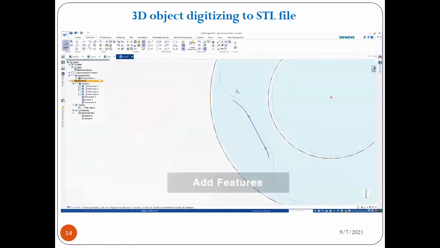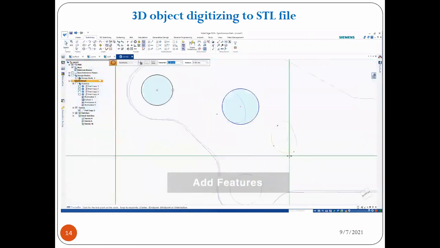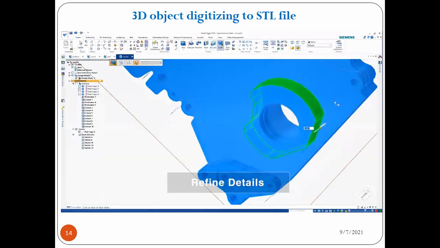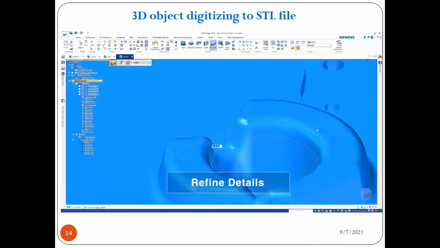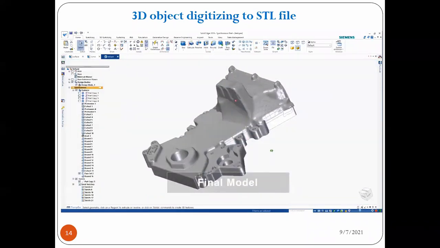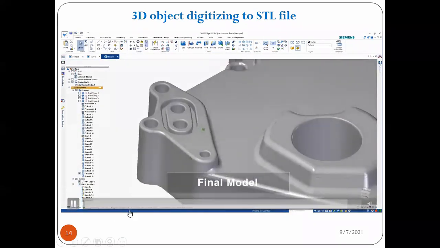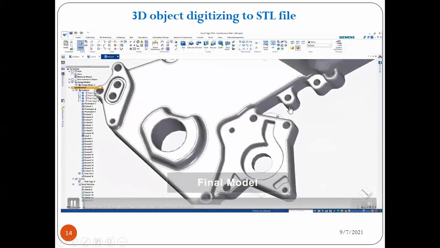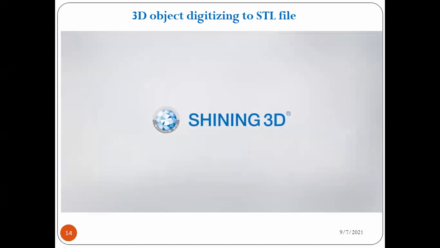Once again, they add the features. They make the roundness and the flatness. All these things they extract using this Solid Edge software. Then lastly they get the 3D CAD model from the point cloud data. This CAD model we can convert to an STL file. That STL file we can use for our 3D printing technologies.